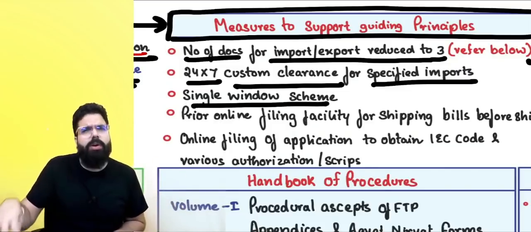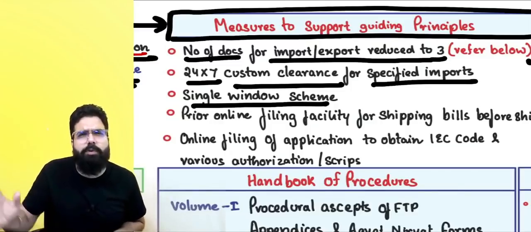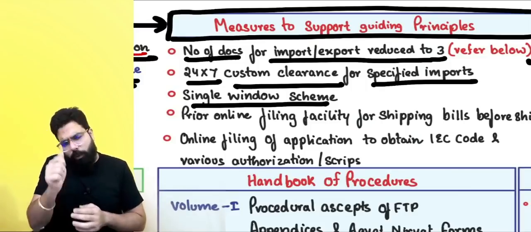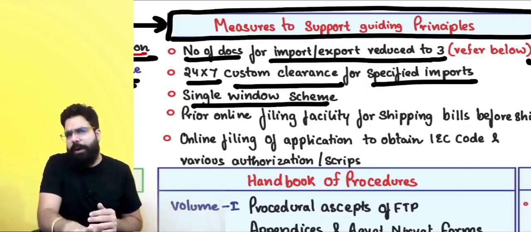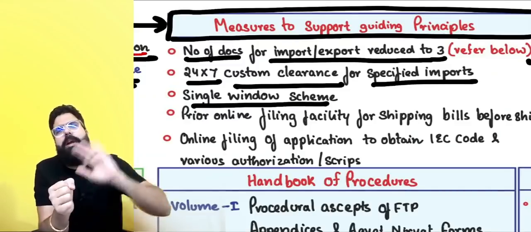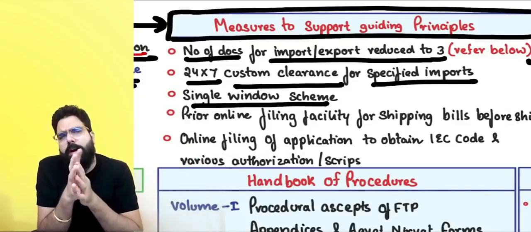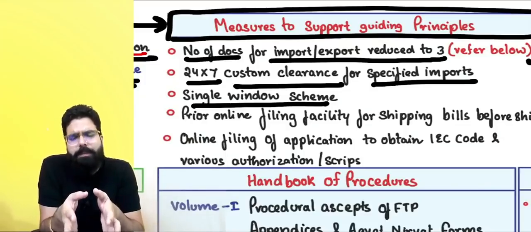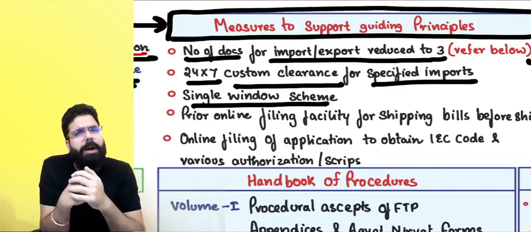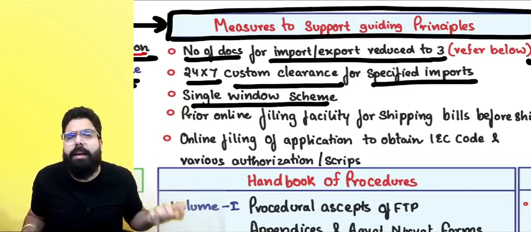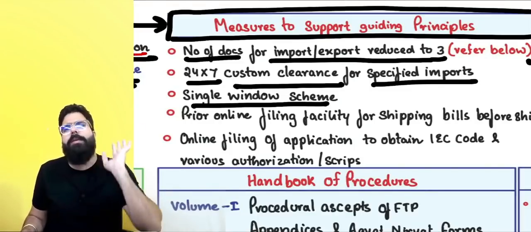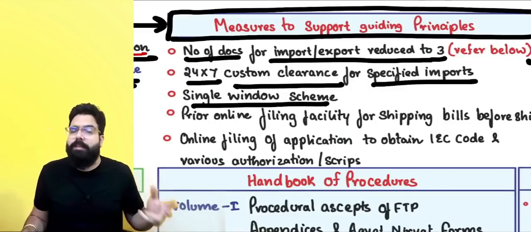Single window clearance. You don't have to run to 10 places to take your clearances. If you want clearances, you can file one single document at the customs window, and we will get all the clearances arranged. For example, you are exporting drugs. For that you need clearance from the drugs control department. In that scenario, you have to run to that department. So they are telling now single window clearance has been adopted in customs. You can file your document and all the clearances will be given here only. You don't have to run to 10 places. Again, ease of doing business.